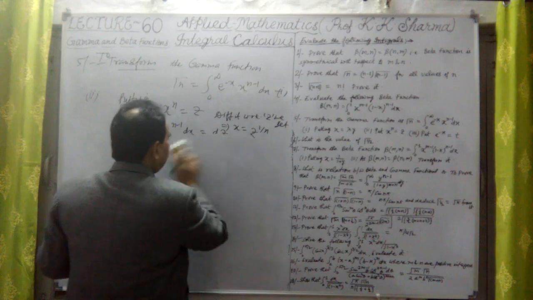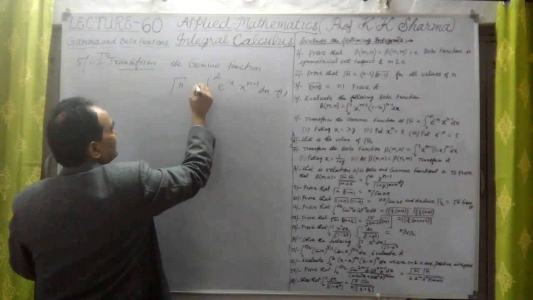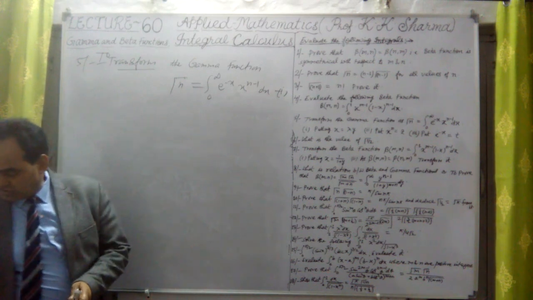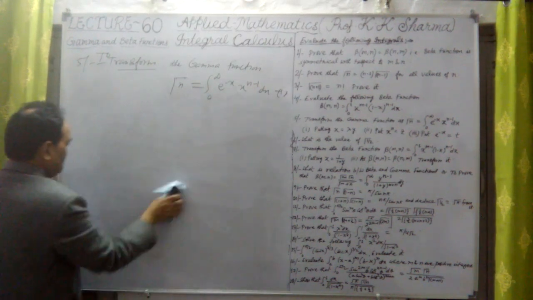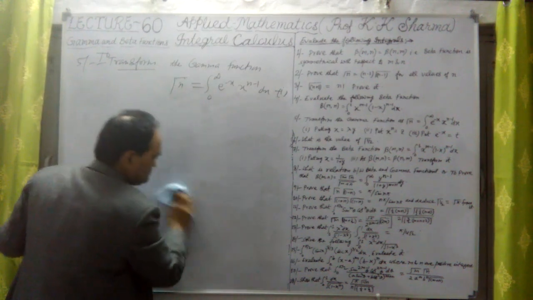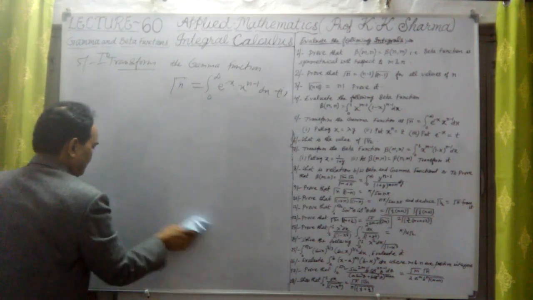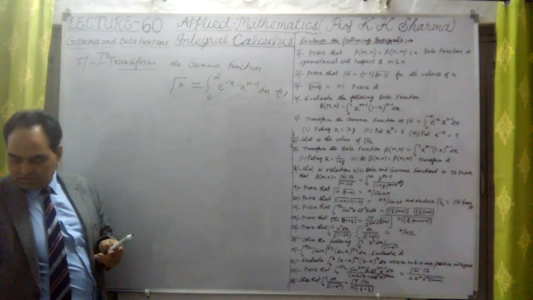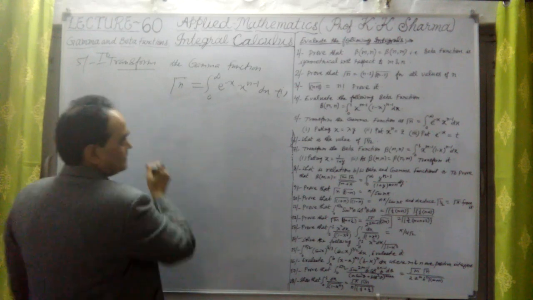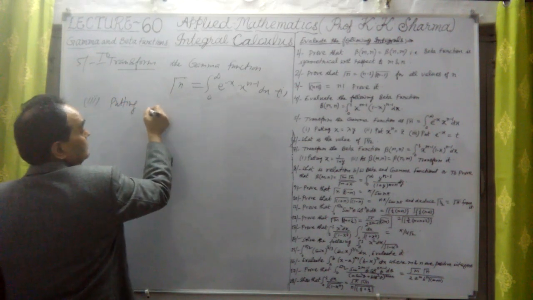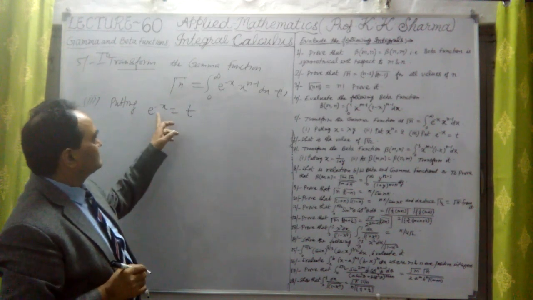Now let me take the value also. What is the third transformation? Gamma n is given as this value. Let me transform this in the third way. The third transformation is that we put e to the power minus x equal to t. Now we have to substitute e to the power minus x equal to t.